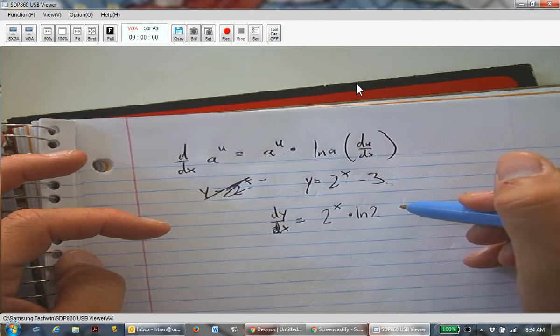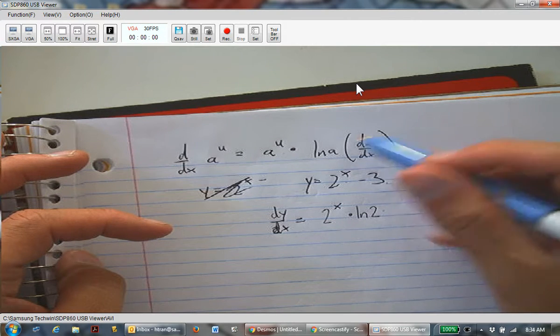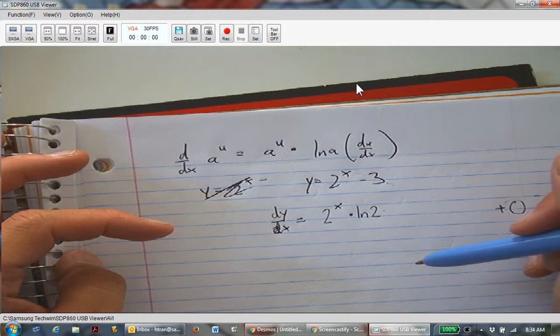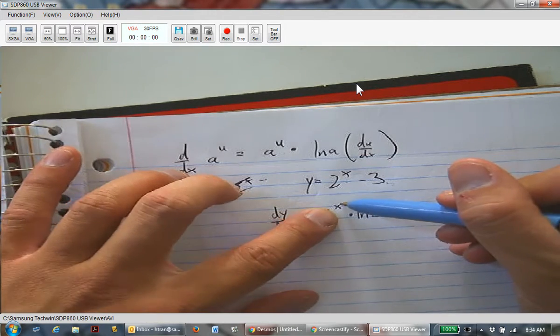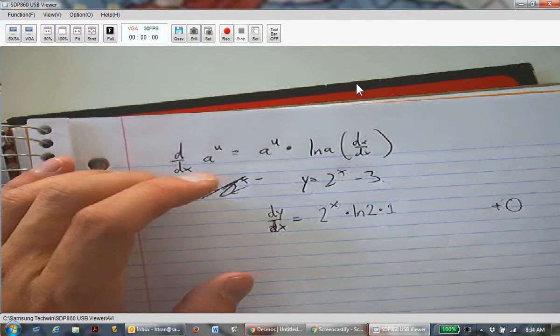Yes, the base. That's right. And what is the derivative of the inside function? So the derivative of u. It looks like our u is x. What is the derivative of x? 2x. Or I'm sorry, just x. So technically it is 1 plus 0.